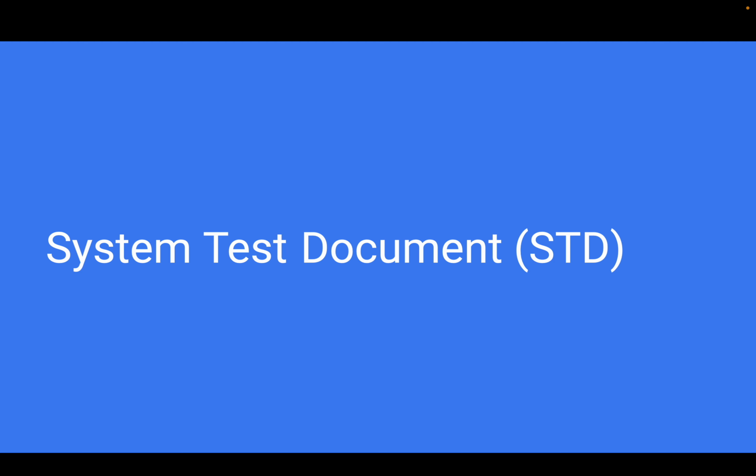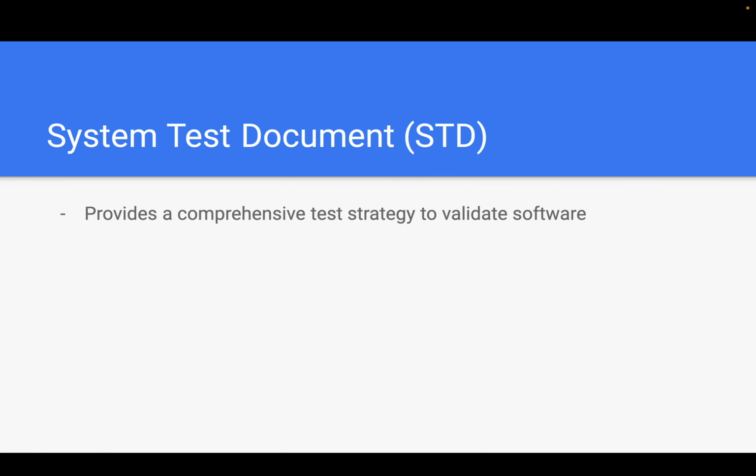System Test Document. The System Test Document outlines the comprehensive testing strategy to validate the ATM system's functionality, performance, and reliability. The testing approach includes unit testing, integration testing, system testing, performance testing, security testing, user acceptance testing, regression testing, exploratory testing, and beta testing. Each phase is crucial to ensure the system meets all specified requirements and functions correctly.